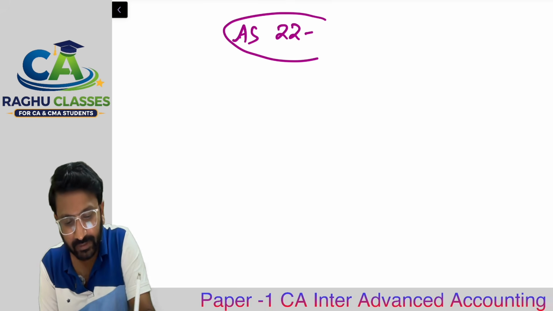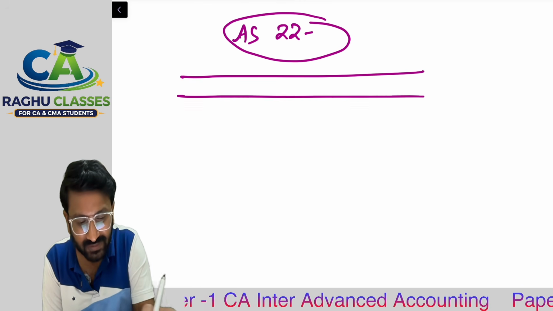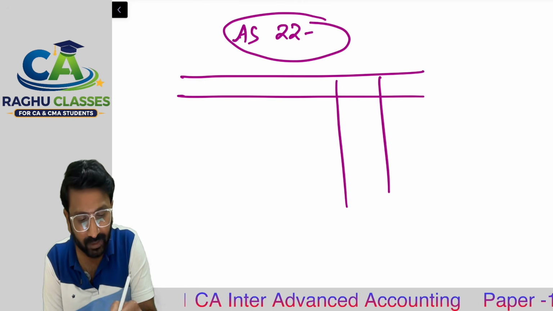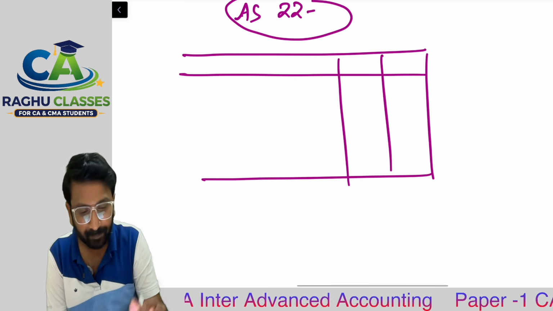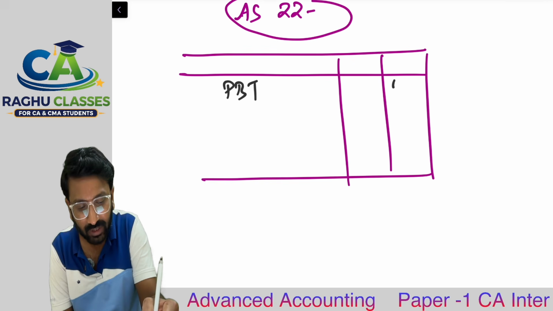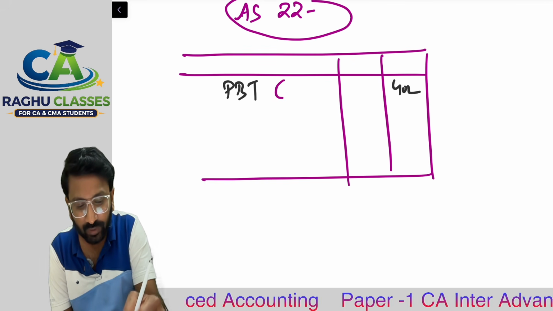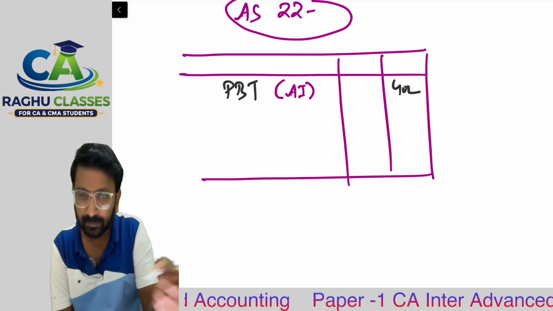See, this standard, the main objective is to try to understand. Let's say we are preparing the profit and loss account as per Schedule 3. We show profit before tax, let's say, which is 40 lakh rupees. This will be your profit as per your books of accounts. So I will call this accounting income.